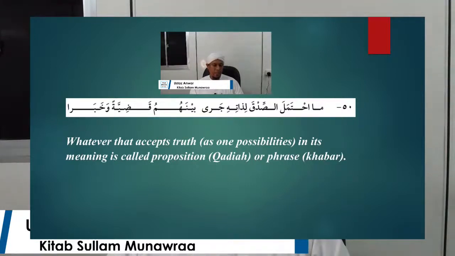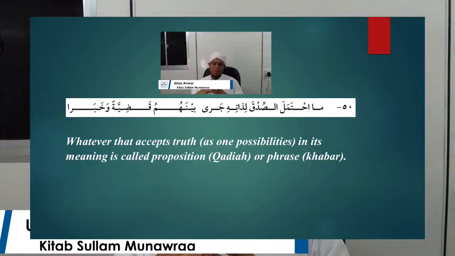So the author mentioned the definition here. He said, "Mahtamala sidqa li dhatihi, jara bainahumu qadiyatan wa khabara." So something that can accept truth or falsehood. This is the meaning of qadiyya. Or in other words, he said, it can also be called khabar.